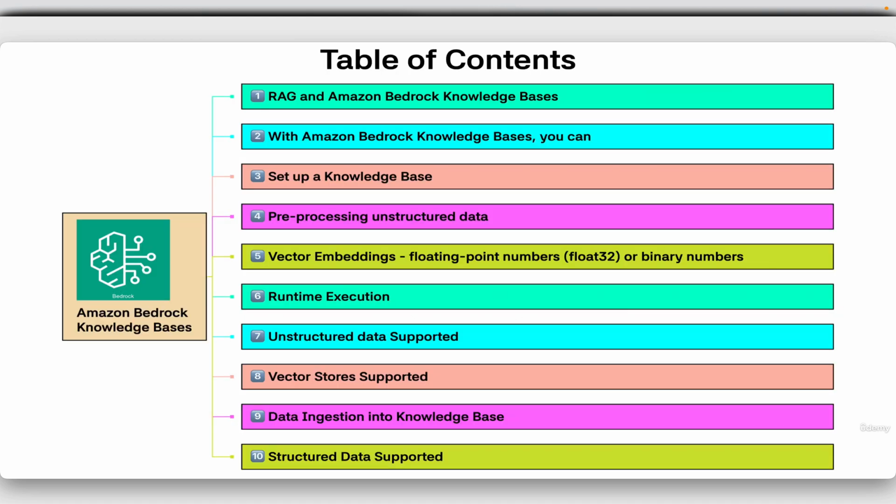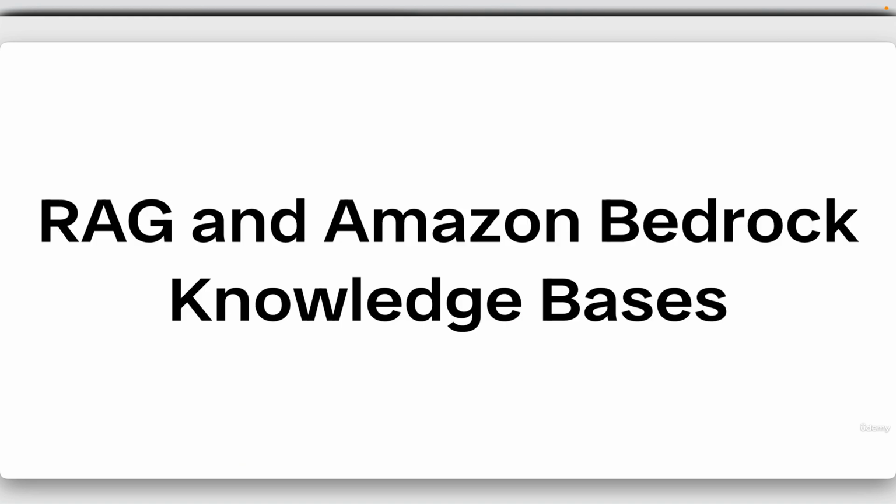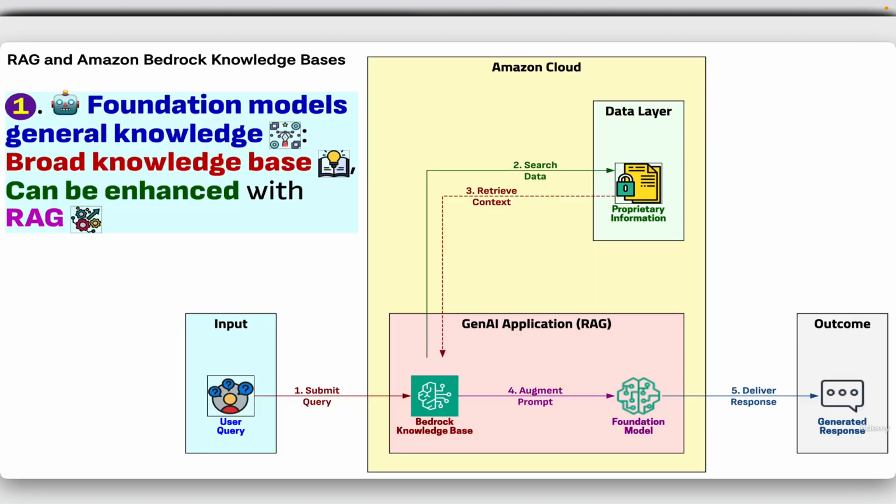So, this lecture will contain all these topics: RAG and Amazon Bedrock Knowledge Bases. With Amazon Bedrock Knowledge Bases, you can set up a knowledge base, pre-processing unstructured data, vector embeddings, floating point numbers, float 32, or binary numbers, runtime execution, unstructured data type supported, vector stores supported, data ingestion into knowledge base, structured data supported. So first topic is RAG and Amazon Bedrock Knowledge Bases.